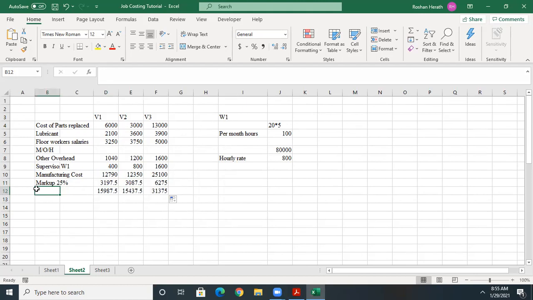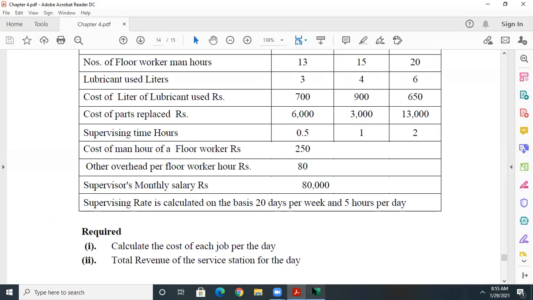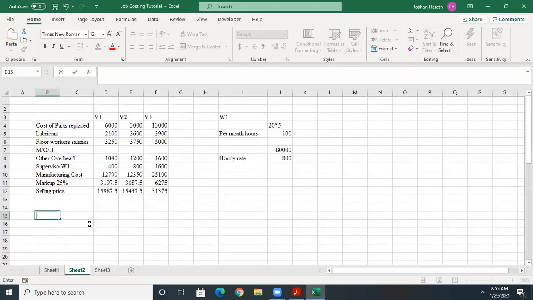This is the selling price, the price per each job. So accordingly, you've been asked to work out the total revenue. Okay, so the total revenue is what is asked. So this is going to be the revenue.